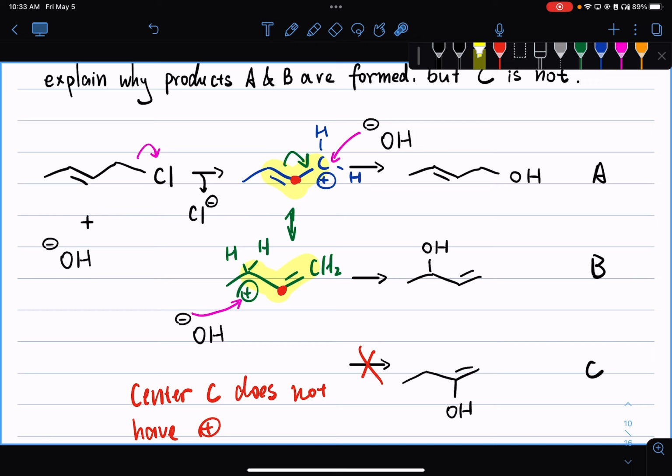All right, any questions on the allylic compound? Yes? Why do we use the LUMO for the carbocation, but we use the HOMO for the... So if you think about the nature, the question here is why do we use the LUMO for carbocation and we use HOMO for the carbanion?